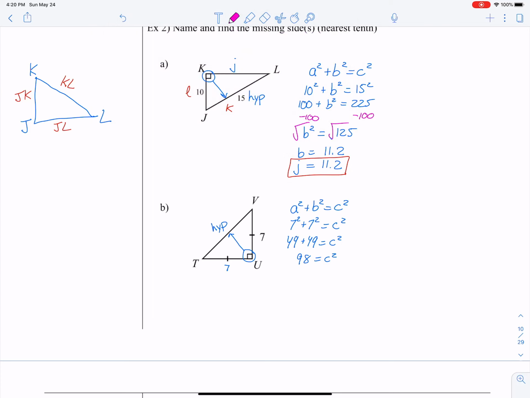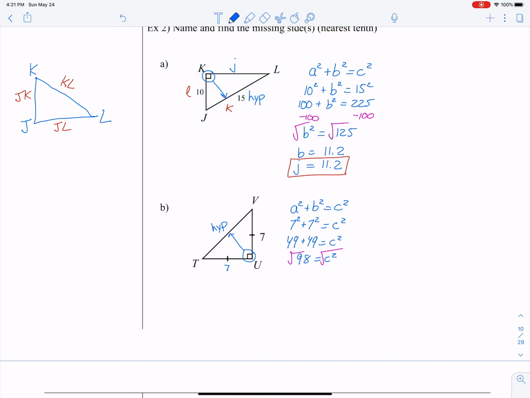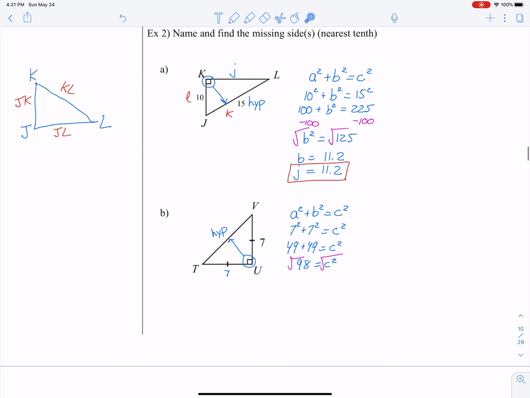Now I want c by itself and get rid of the exponent 2. So I'll do the opposite, which is square root. I'm going to take the square root of 98 and I'm going to round it to 1 decimal place because we're still rounding to the nearest tenth. When I do that, I get 9.9 is equal to c.